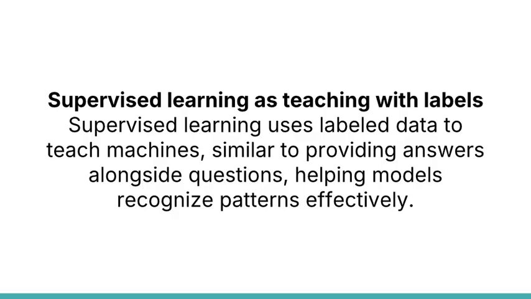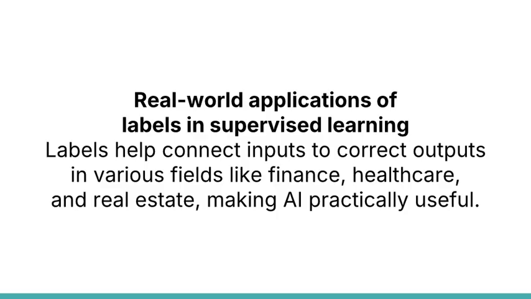Exactly. To give you an analogy, imagine teaching a child to recognize animals. If every photo you show them has the animal's name written underneath, like dog, cat, or elephant, the child can start linking features of the image to the correct category. That's supervised learning. And in business, those labels could be anything, like whether a loan application is approved or denied, if an email is spam or not, or even the price of a house based on its features. This makes it super practical.